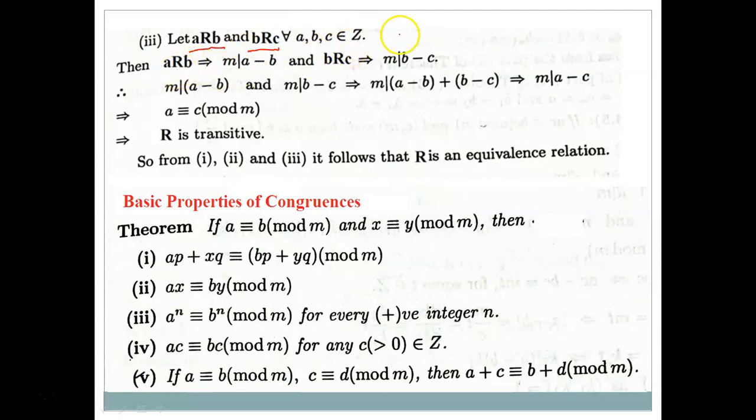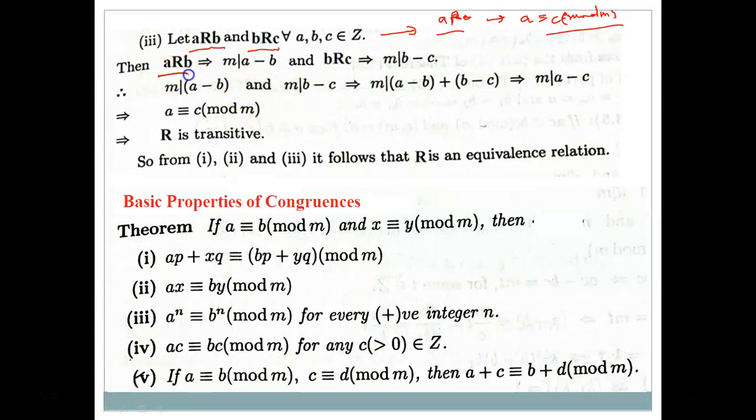Now, what do you want to establish? You want to establish that A is related to C. That means ultimately you are going to find that A is congruent to C mod M. You want to prove this thing. So let us see how it happens.